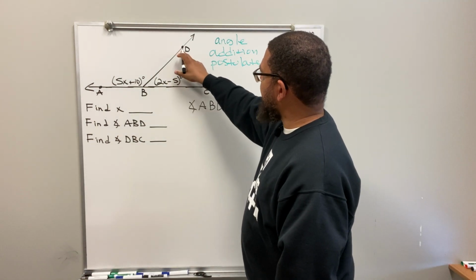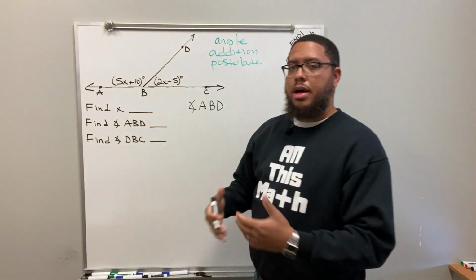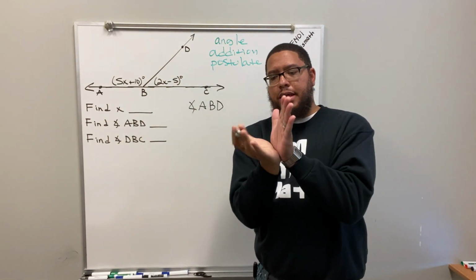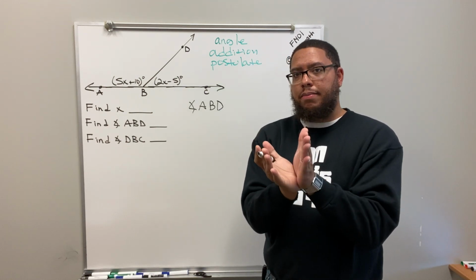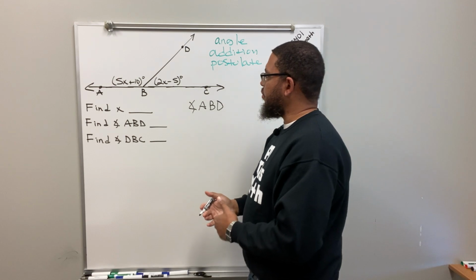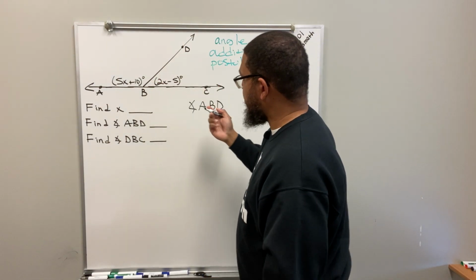I see point D, point B, and point C. Because remember, an angle is made up of two rays that connect at a point, which is the vertex. The vertex is the point where they connect. That's what an angle is made up of. So we've got point D, point B, and point C. Point B is the vertex.